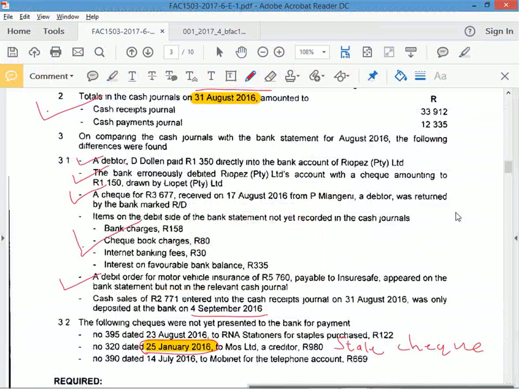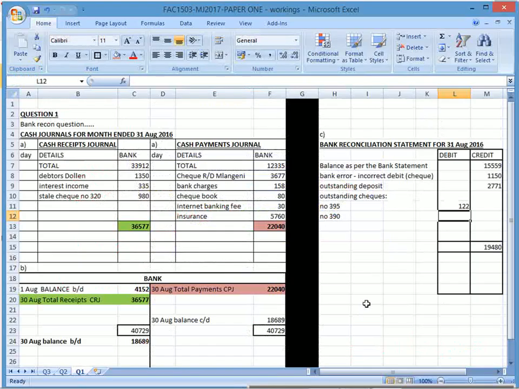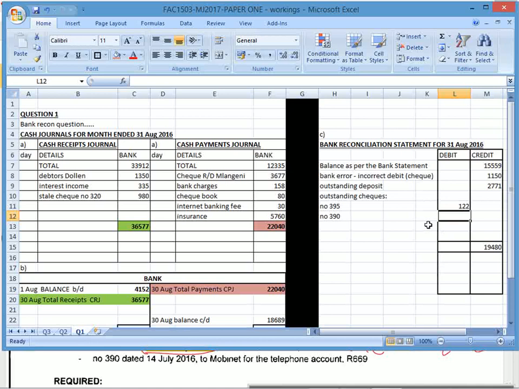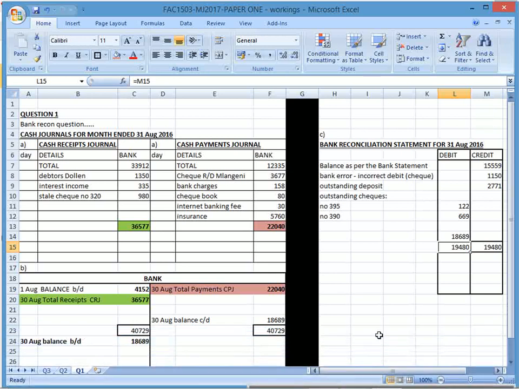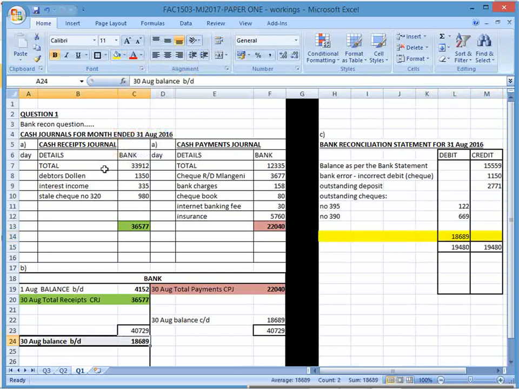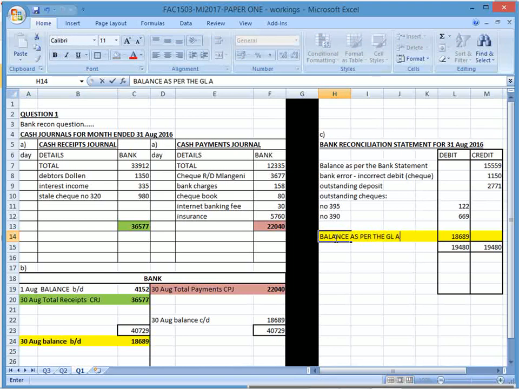Yes, I need to put that in. 390 was 669. 669, there it is. Okay. Alright, so I want the same amount on both sides. Okay, so this minus that gives me that figure. Is it the same? Yes, it is. Okay, so ideally you want to see this balanced with that, then you know you've gotten 100%. Okay, 18689, 18689, perfect. Save. Happy.